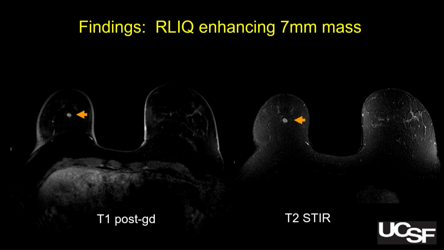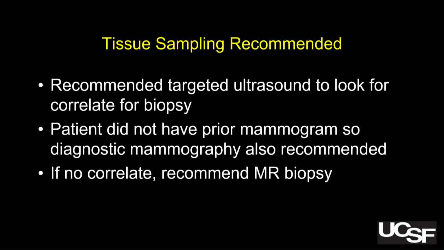So here we have our mass. It is bright on the STIR, T2, but that doesn't dissuade us from acting on this because of the morphology. So we recommended a targeted ultrasound to look for a correlate, because this was at our county hospital and it is nearly impossible to get time on the MR scanner for an MR biopsy. So we try really hard to not have to do an MR biopsy. And of course, county hospital patients, they're hard to get into the system and they're challenging to bring back.